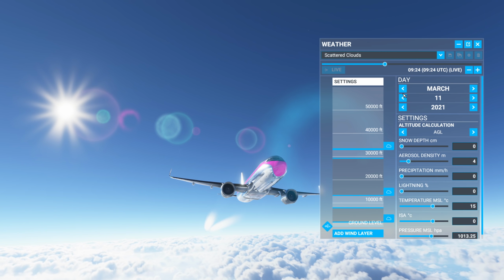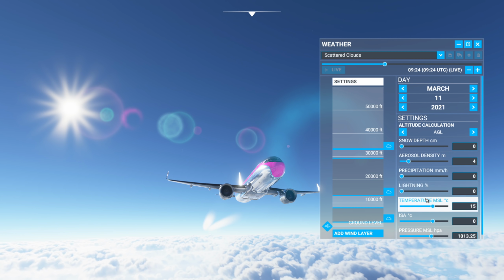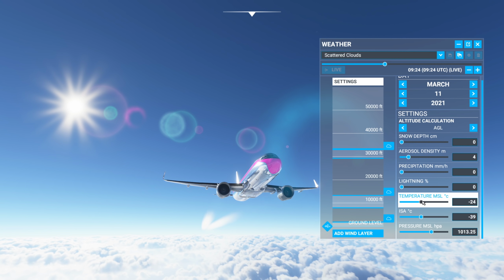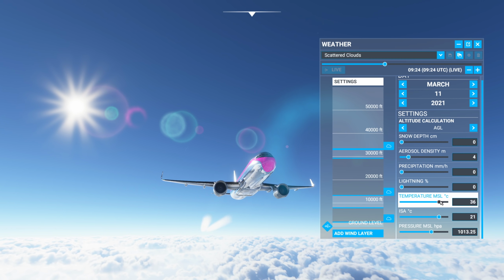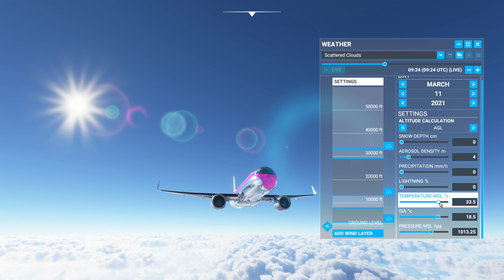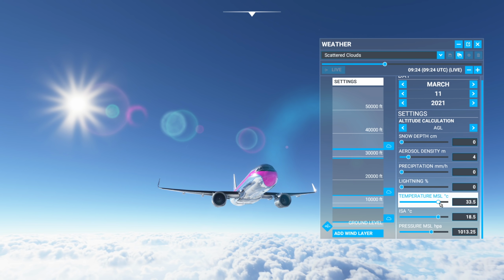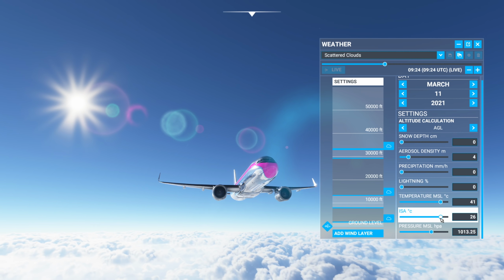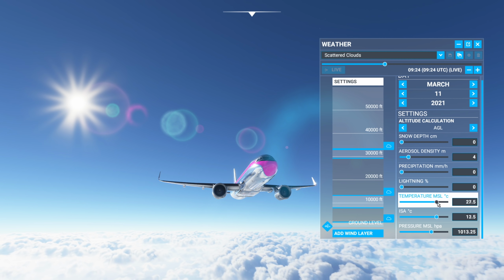So there we go, we still have our contrails, and if you go down on the temperature, you might be able to adjust this. So the temperature at mean sea level, if I make it really cold, we've still got our contrails, but if I make it really warm, you'll see that actually that has an impact on ISA. If it's 40 degrees on the ground, we're not getting contrails up here, so you need to have it a bit colder.